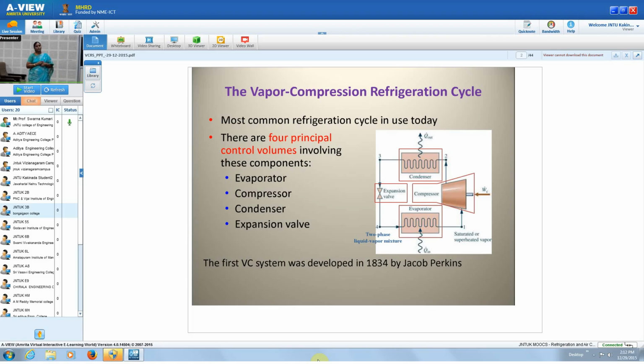So this is the most commonly used refrigeration system in the world, which can be from very low capacity to even very high capacity.